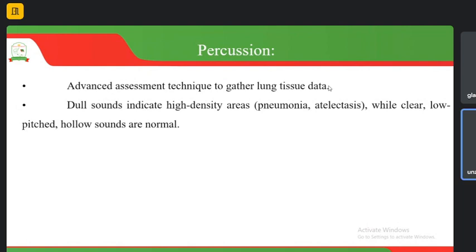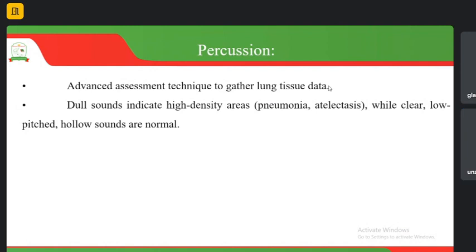Yes, I was asking, when you percuss and you get a dull sound, they say it can be either pneumonia or atelectasis. So I wanted you just to tell us what atelectasis is. What does it mean? Atelectasis means, I think, it is the collapse of the lung or part of the lung. All right.